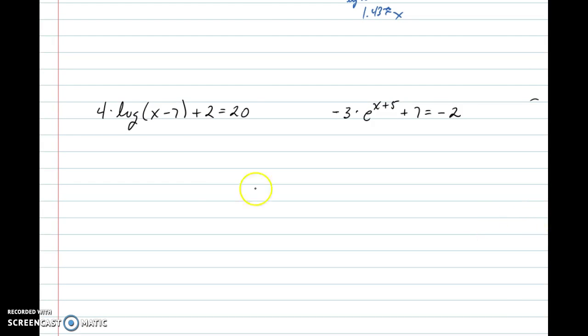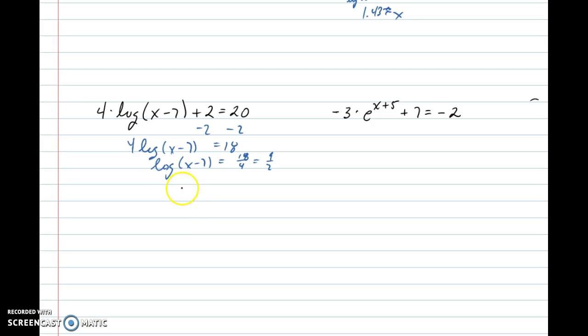These look a little bit more complicated because there's stuff inside the logarithm and inside the exponent, but ultimately it's just going to change how the problem finishes off. For this first problem, I'm still going to start by subtracting 2, and I get 4 log of x minus 7 equals 18. So I divide by 4, and I get log of x minus 7 equals 18 fourths, which simplifies. If I take a 2 out, I'm going to get 9 halves, or 4.5.